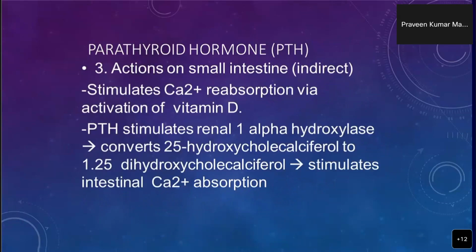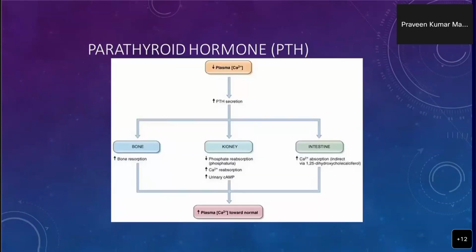Coming to the role of parathyroid hormone in the small intestine, it stimulates calcium reabsorption via activation of vitamin D. It stimulates the renal 1-alpha hydroxylase, converting 25-hydroxycholecalciferol to 1,25-dihydroxycholecalciferol, which is the active form of vitamin D, stimulating intestinal calcium absorption. Here, the parathyroid hormone plays the major role in the bone, kidney, and the intestine.